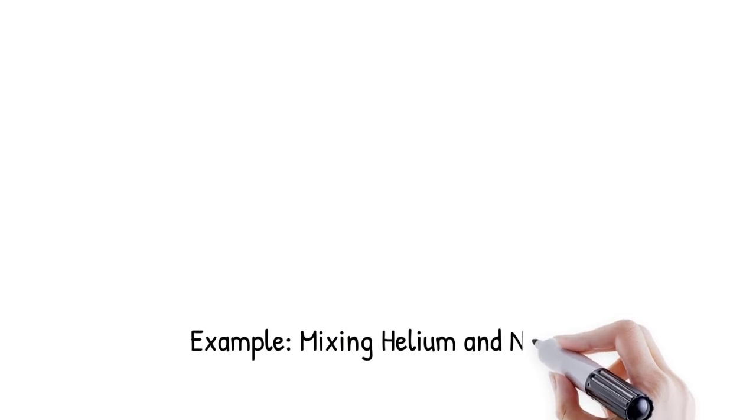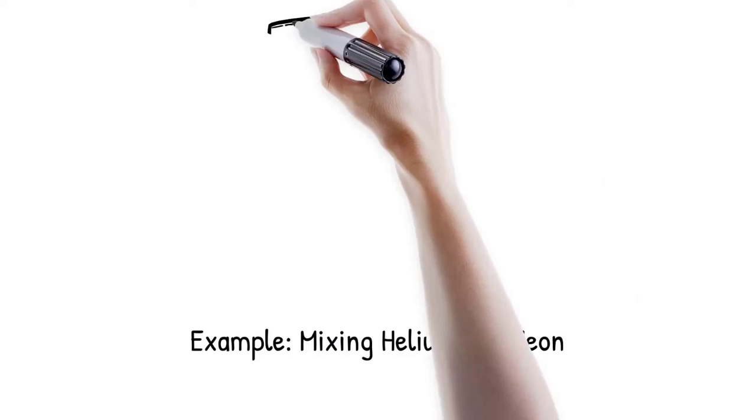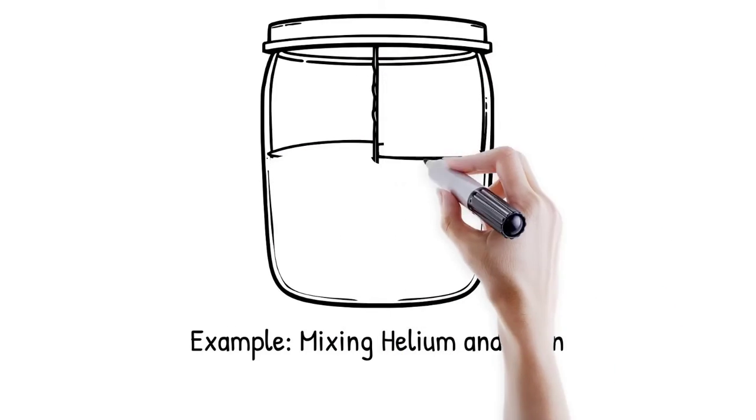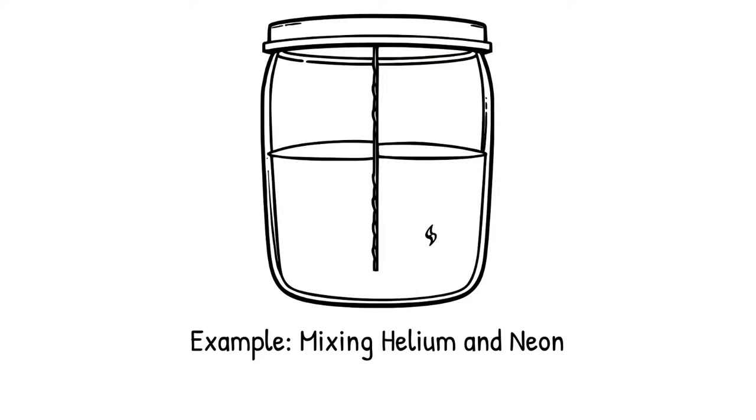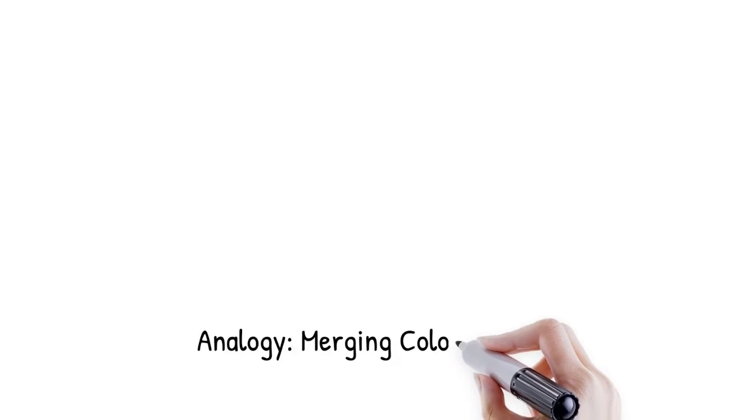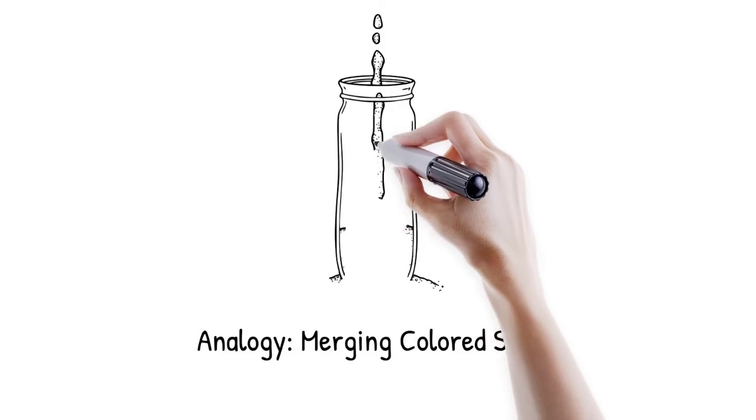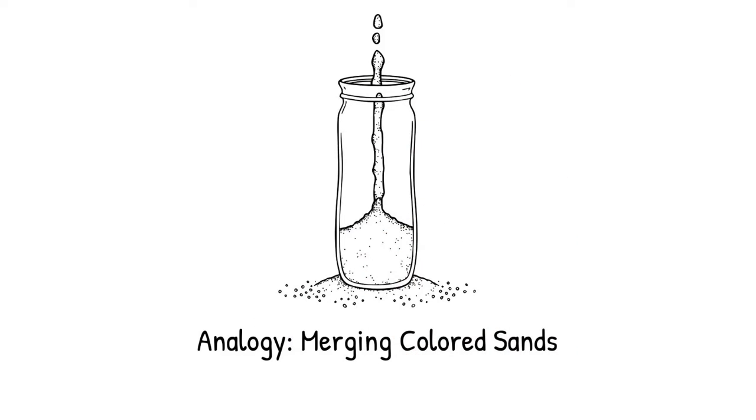Removing a partition between helium and neon gases at the same temperature and pressure causes mixing and an entropy increase without heat flow. It's like merging two colored sands in a jar. Once mixed, you can't tell which grain came from which pile, increasing disorder.